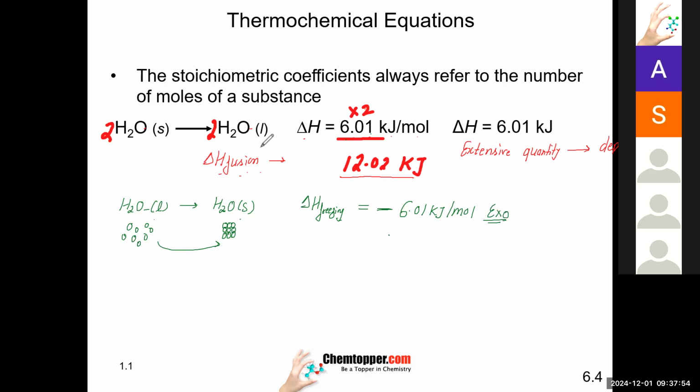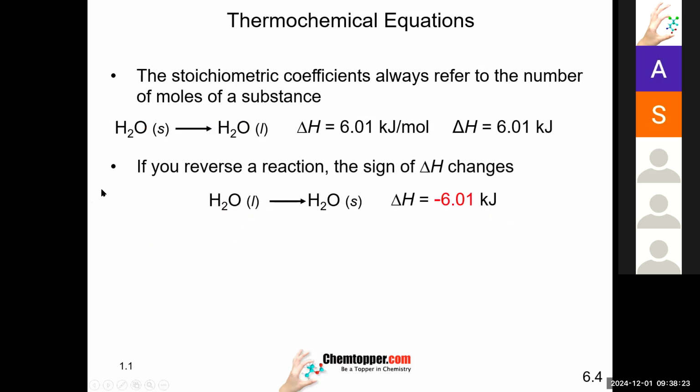So if you multiply your thermochemical equation by any coefficient, delta H will get multiplied. If you reverse your equation, the delta H sign will get reversed. Positive will become negative, negative will become positive. We are clear about it? These are some application parts of the thermochemical equation.